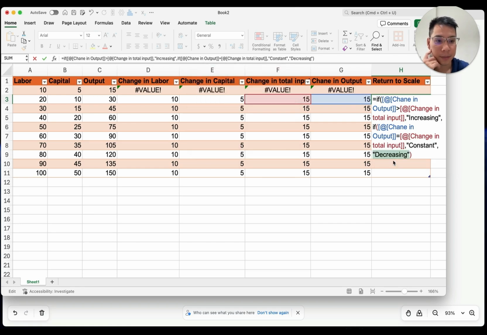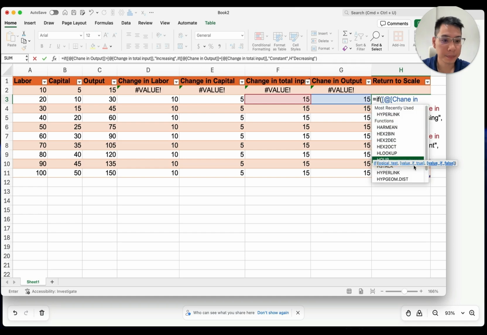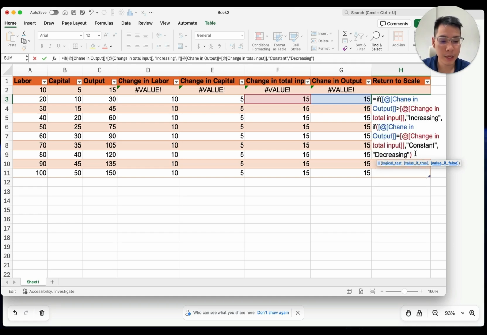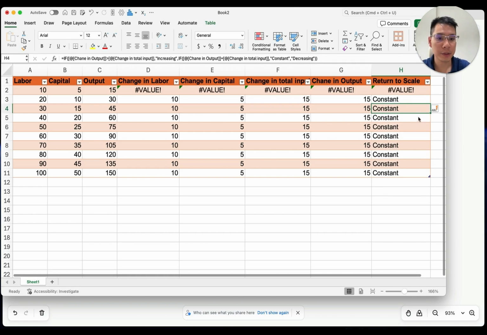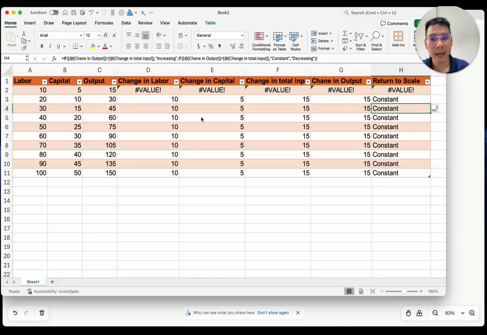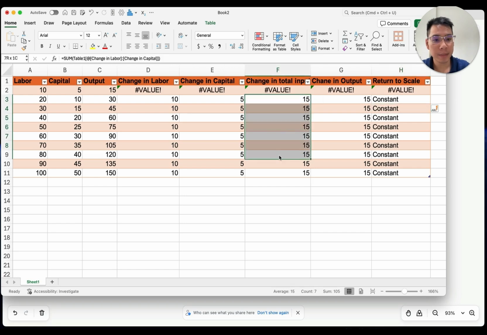And you hit enter. Okay, so there's something wrong here. Let me correct myself. Constant and then decreasing. Oh, I'm going to need another bracket to close. So as you can see, as I change my input total, my value of output also changed.